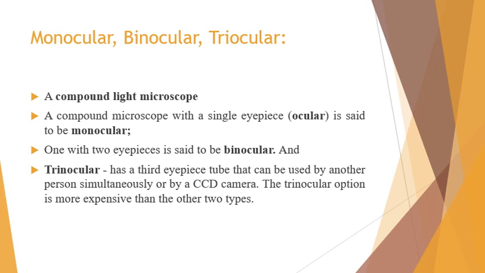A compound microscope with a single eyepiece, also called an ocular, is said to be monocular. With two eyepieces, it is said to be binocular, and a trinocular has a third eyepiece tube that can be used by another person simultaneously or by a camera. The trinocular option is more expensive than the other two types.